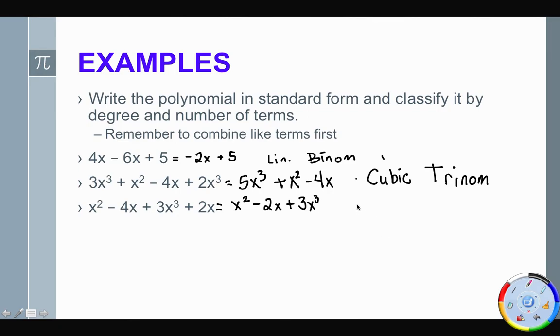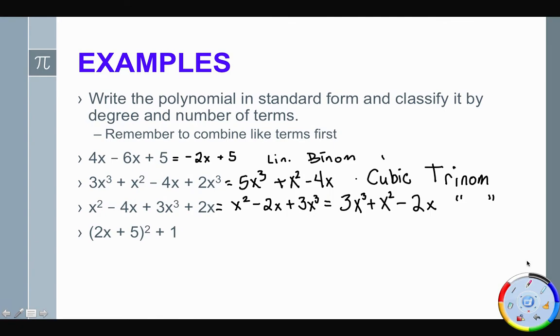This is not in standard form yet, so I need to change it into standard form. My 3x cubed needs to go first, followed by my plus, this is a positive x squared, and a minus 2x. And we notice, again, we have a cubic trinomial. So this is the same type of polynomial as the one before it.